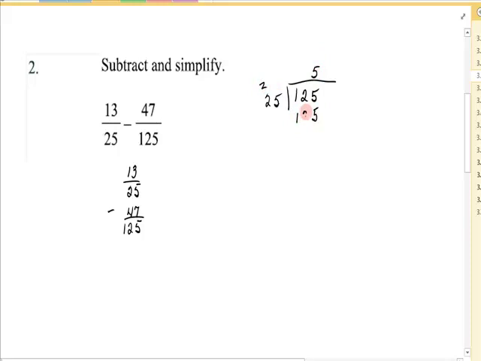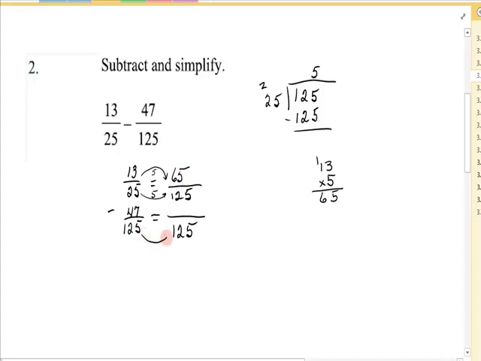Carry the 2. That's 10 plus 2, which is 12. It goes in 5 times. So the least common denominator, 25, goes into 125. That means that 125 is the LCD. 25 goes into 125 5 times. Multiply the top by 5. 13 times 5. 5 times 3 is 15. Carry the 1. 5 and 1 is 6. So that's 65. Down here, no change.